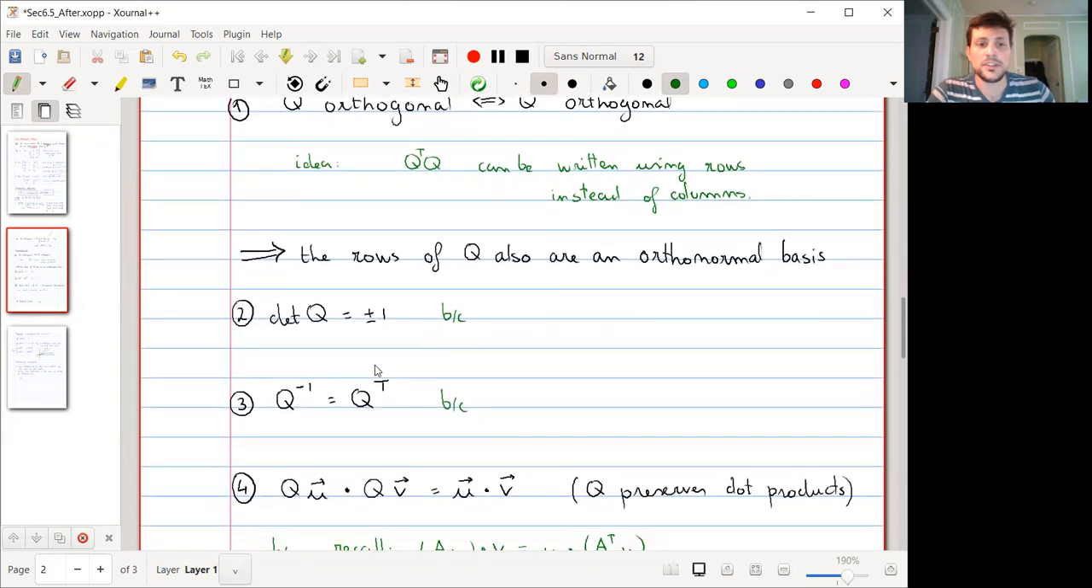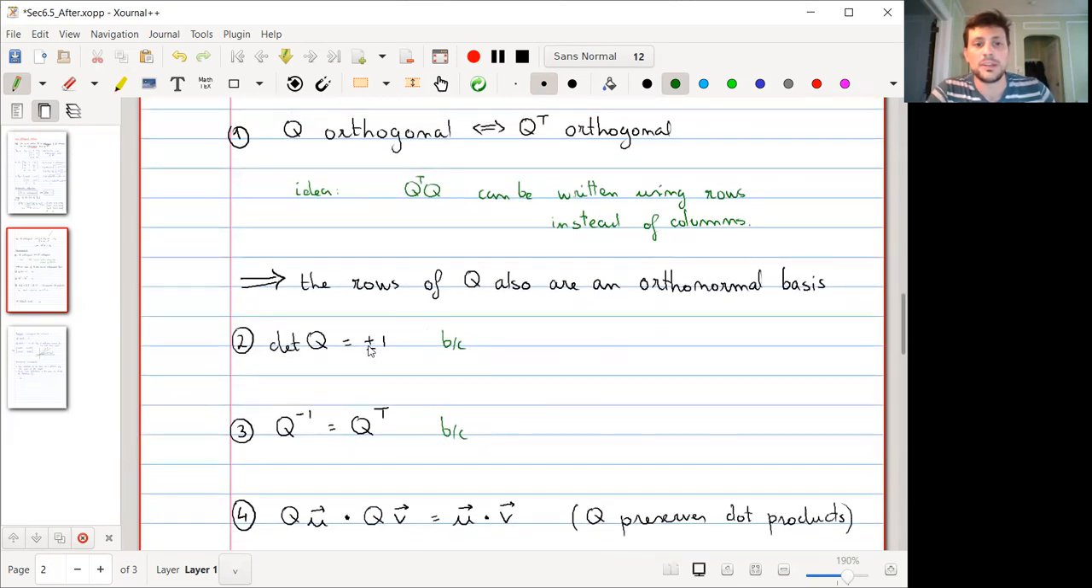Let's have a look at some other properties. The determinant of an orthogonal matrix can only be plus or minus 1. The reason is that if we have Q transpose Q is equal to the identity, that implies that the determinant of Q transpose times the determinant of Q is equal to the determinant of the identity, which is 1. But the determinant doesn't change when you transpose a matrix. So this is equal to the determinant of Q squared. The determinant of Q squared is equal to 1 means that the determinant of Q can only be plus or minus 1.